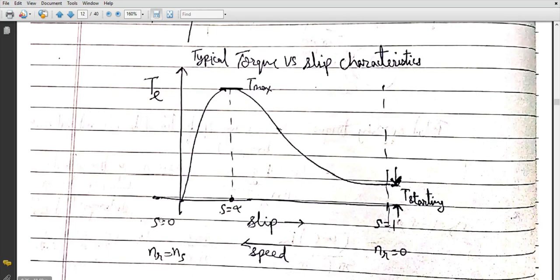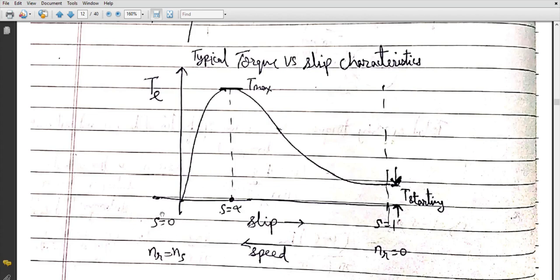Now see, at the start, this slip is equal to 0, and we know that when slip is 0, torque is also 0. And here the slip is equal to 1, and s equals 1 represents what? Your starting condition, your standstill condition, meaning your rotor is stationary. That situation is represented by s equals 1. So the rotor is not rotating, meaning Nr equals 0. And s equals 0 represents what? When the speed of your rotor is equal to your synchronous speed, that is when Nr is equal to Ns, then only s will be equal to 0.